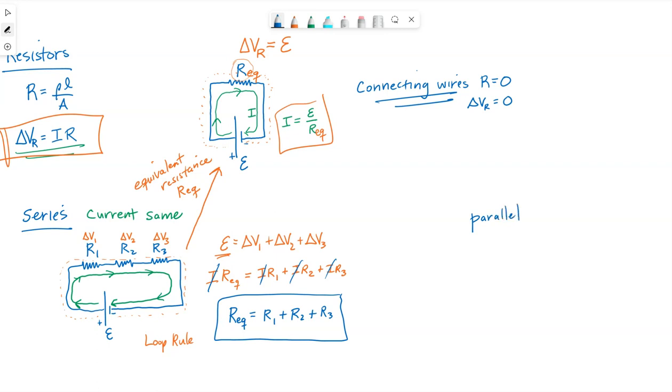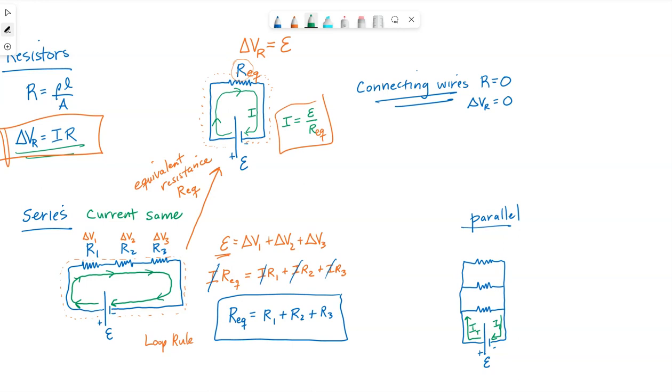Parallel, similarly, is when we have a battery, but then there's junctions that allow current to flow in different directions or down different paths. So if I start drawing this current that comes out of the battery, I'm going to use I sub t for a total current. That's ultimately what will come back into the battery as well.